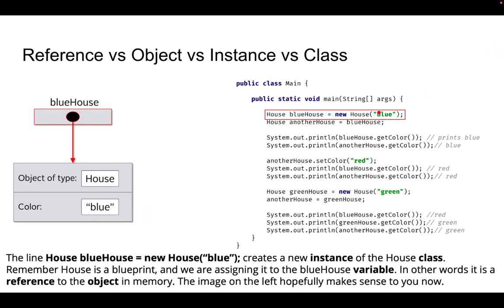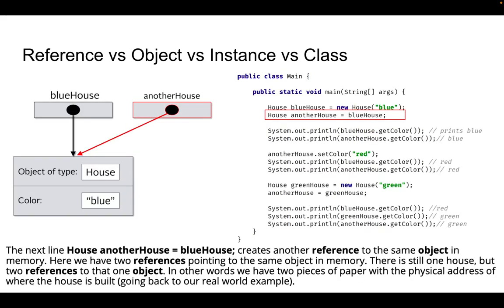House blueHouse is equal to new House. It is telling us that the house is of color blue. So it creates an object of House with blue in memory, and blueHouse is called a reference, which is the name pointing to that object where the value blue has been stored, right? Then there's another house variable that we have used, and we equate it with blueHouse. So here it created another reference. That means it is pointing to the same memory, the same object of type House with color blue, but we have given it another name, which is anotherHouse.